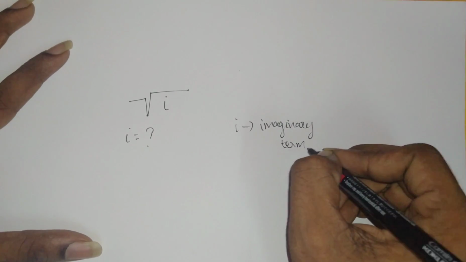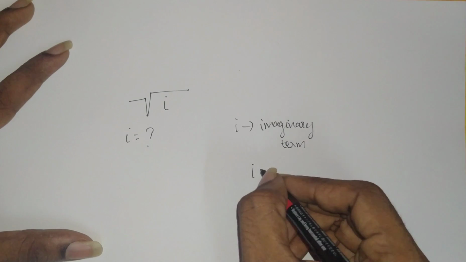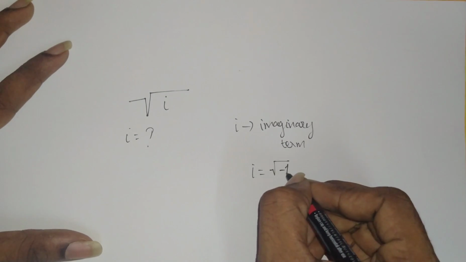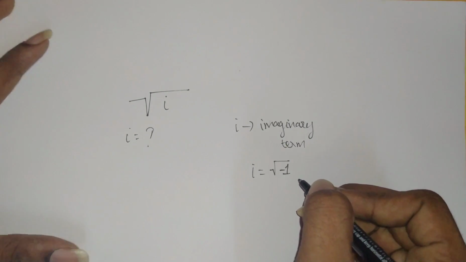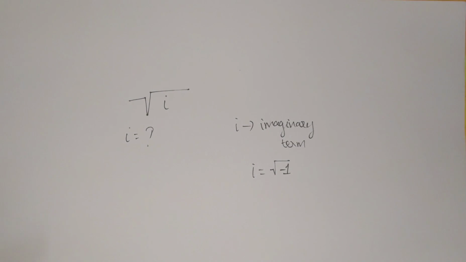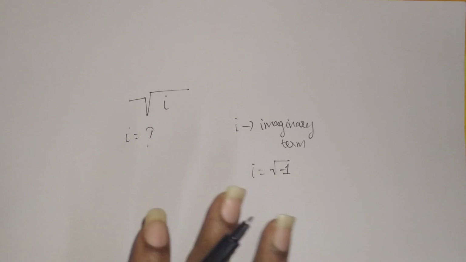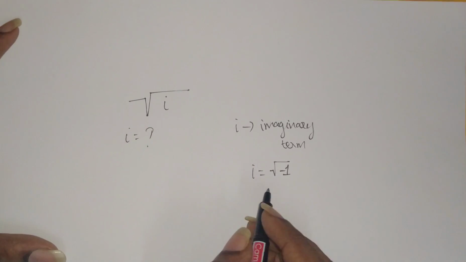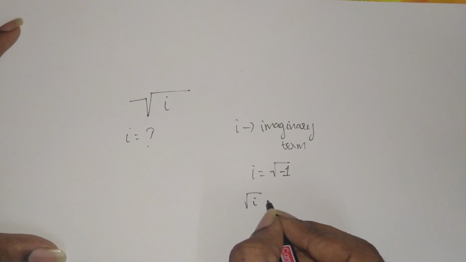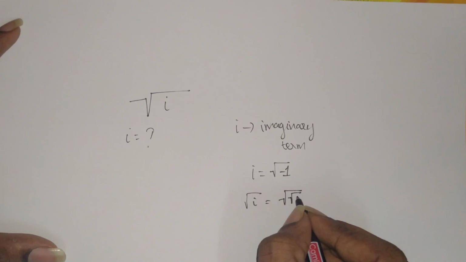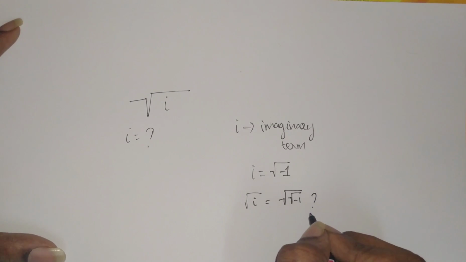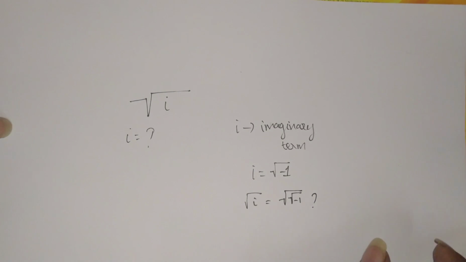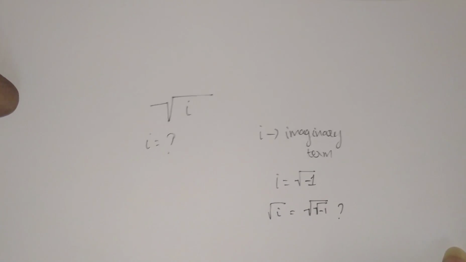So coming to the solution, root i. As already said, i is an imaginary term which is equivalent to root of minus 1. So now what is root i? Which means what is root of root minus 1. It looks impossible to solve, but it's actually possible to find a solution. Do you remember the prerequisite which I said earlier? Any complex number can be represented as a plus ib. That is the key point to solve this problem.